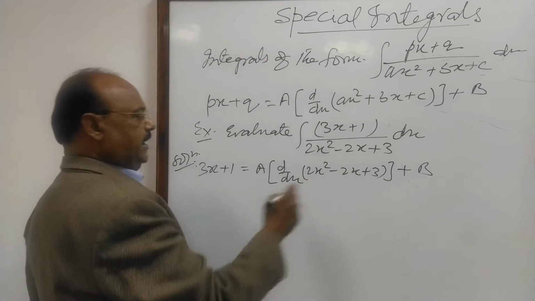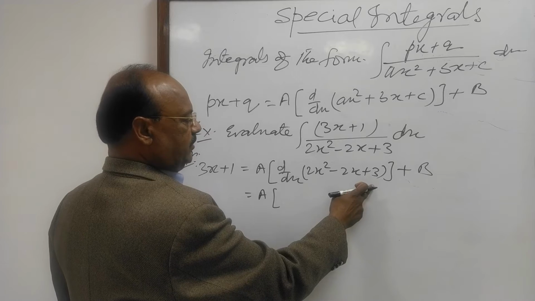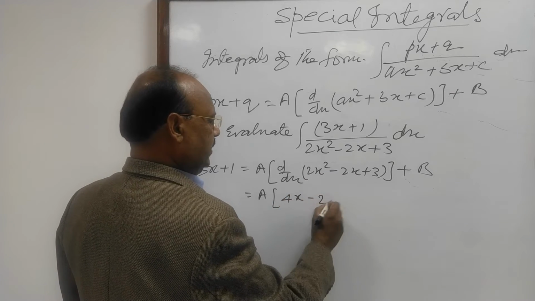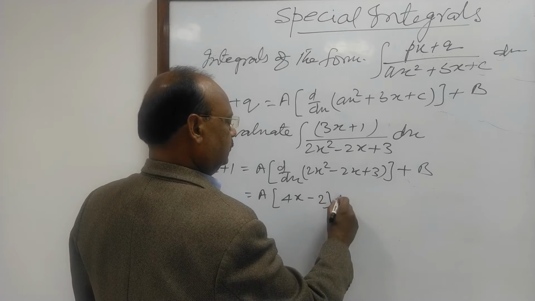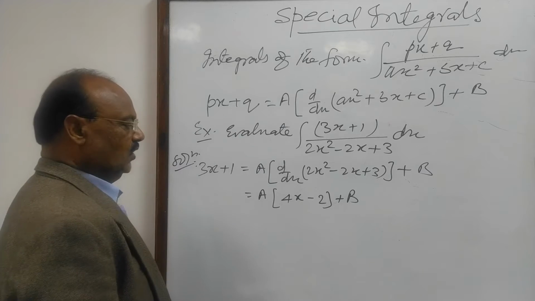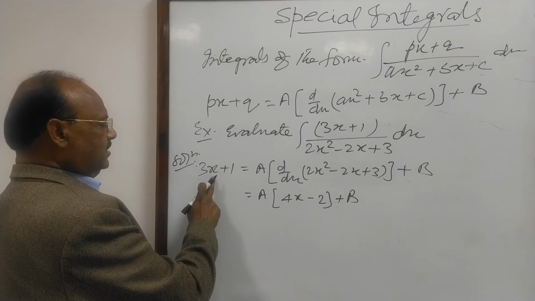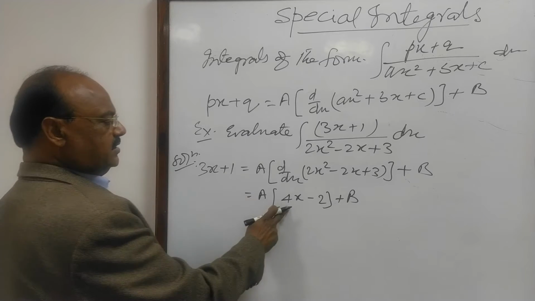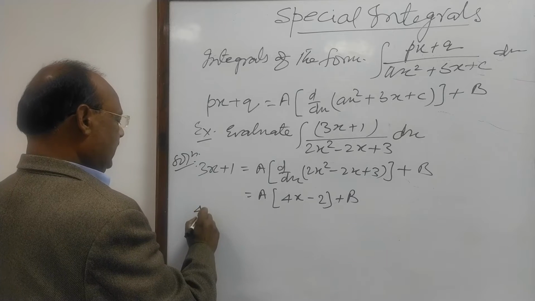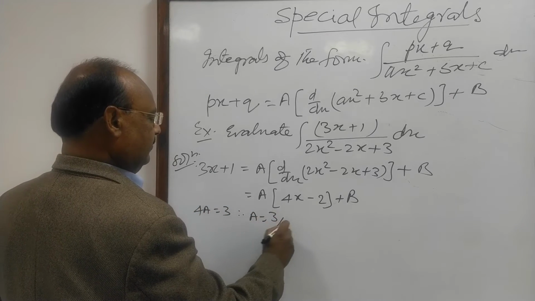Now let us simplify the right hand side. First of all, a, differentiate it with respect to x. So this will be 4x minus 2, and another constant is b. Now comparing both sides, the coefficient of x on the left is 3 and on this side the coefficient of x is 4a. So we can write 4a is equal to 3, and therefore a is equal to 3 by 4.